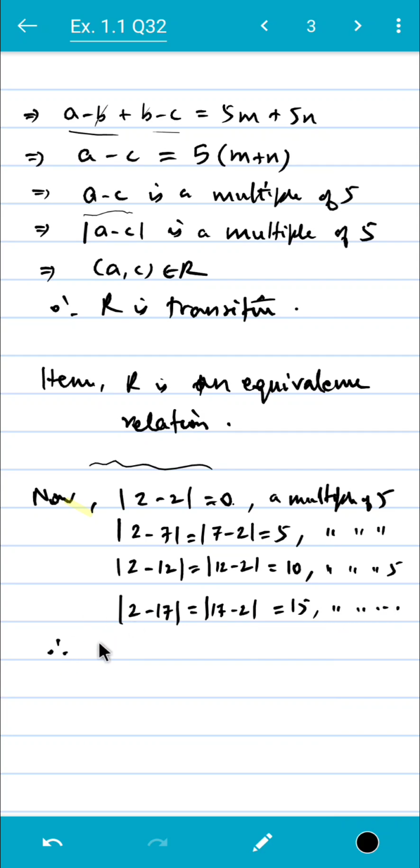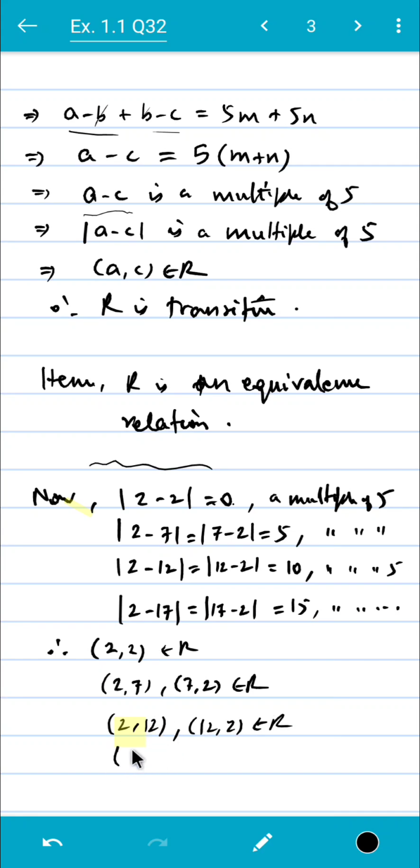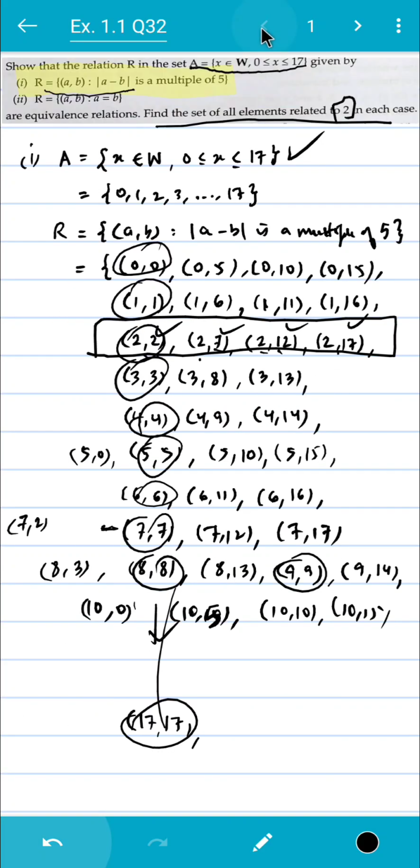So therefore from these we see that 2 and the elements, so (2, 2) belong to R, so (2, 7), and even (7, 2) belong to R, then (2, 12), (12, 2) also belong to R, then (2, 17), (17, 2) belong to R. So therefore the required, so they ask the set, find the set.